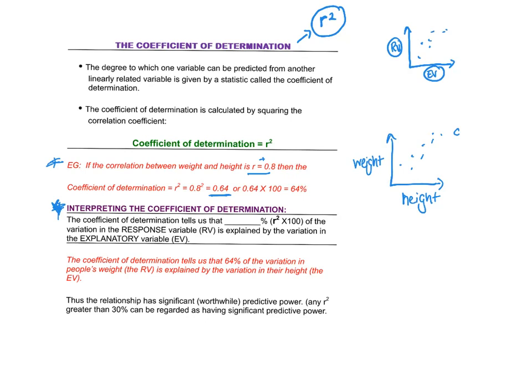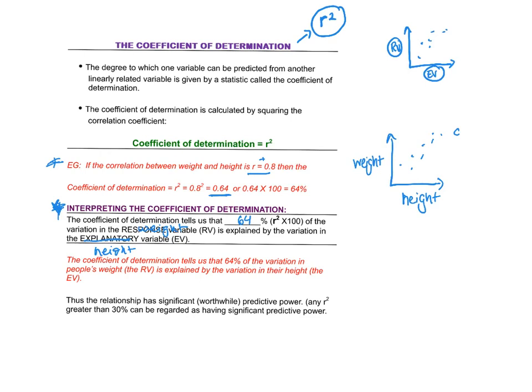So if I was interpreting this example up here, I'd say the coefficient of determination tells us that, now I've timesed it, I'd say 64% of the variation in, now I won't write response, I'd write weight, is explained by the variation in, and what would I write there? Height. So that's what you would do. What it's saying is, when you change the height, roughly about 64% of the change in the weight is explained by it.